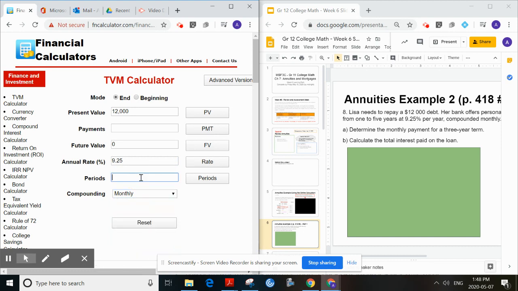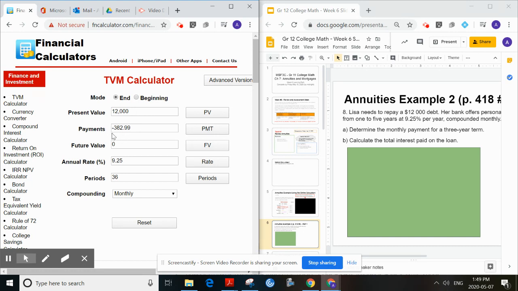And for the compounding periods, we are finding the monthly payment for a 3-year term. So 3 years of payments 12 times a year, that's 3 times 12, or 36 compounding periods. If I click the PMT button, it's going to tell me that she needs to make payments of $382.99 every month for 3 years, and then she'll have paid back her full $12,000 in debt.